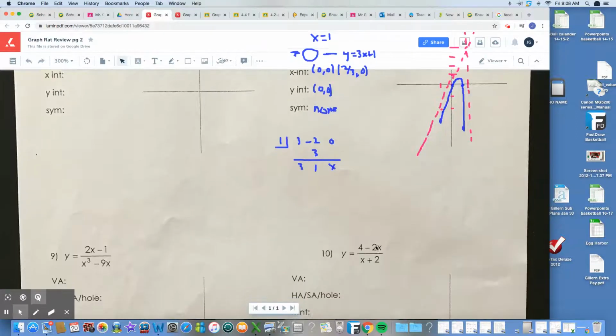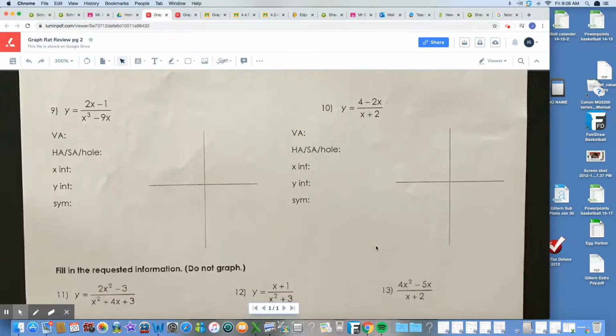All right. So now with number 10. All right. Our last one, the ones we actually have to graph. And we look at the degree, and we got 1 and 1, which means this is the same, which means we're going to do -2, because we're going to take the leading coefficients, -2 over 1. So we have a horizontal asymptote at y equals -2. We have a vertical asymptote at x equals -2.